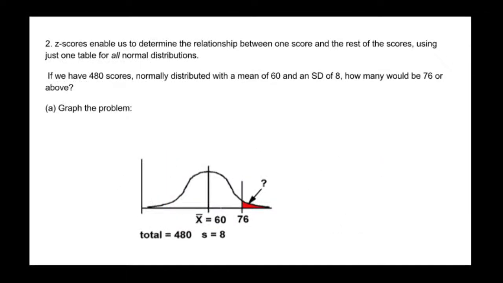Z-scores enable us to determine the relationship between one score and the rest of the scores using just one table for all normal distributions. If we have 480 scores normally distributed with a mean of 60 and a standard deviation of 8, how many would be 76 or above? Here's an example of the graph below.